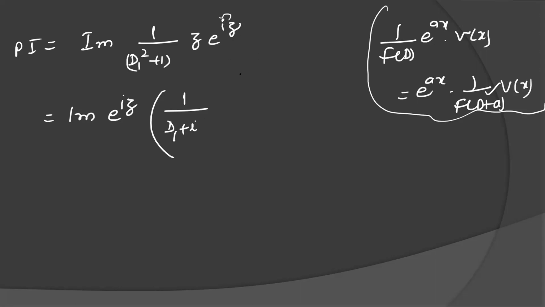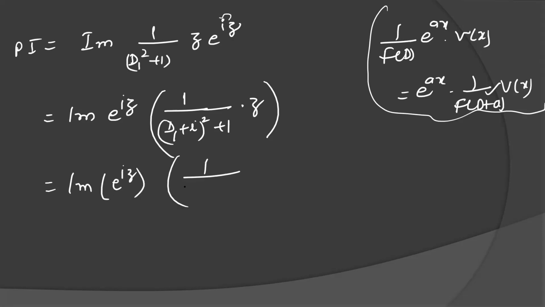A is the coefficient of z, that is i. So (D1 + i) squared plus 1 into z. So it's the imaginary part of e to the power iz. You can open it: D1 squared plus i squared, that is cancelled out with 1, plus 2 D1 i into z. Now we will simplify it more.